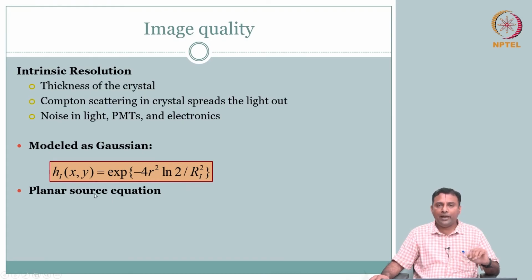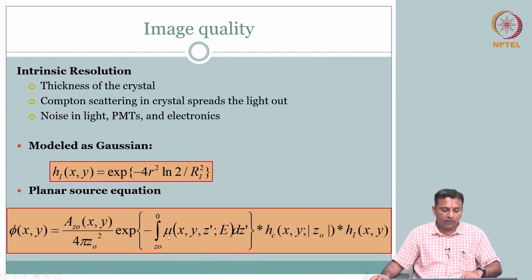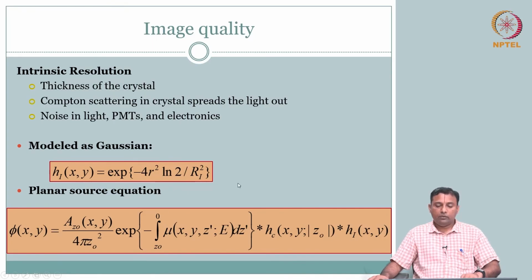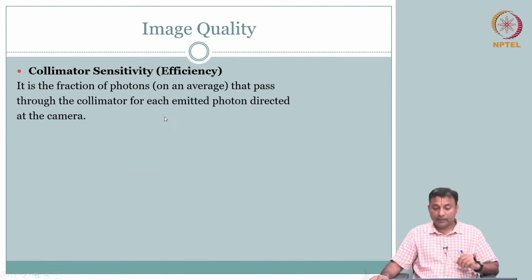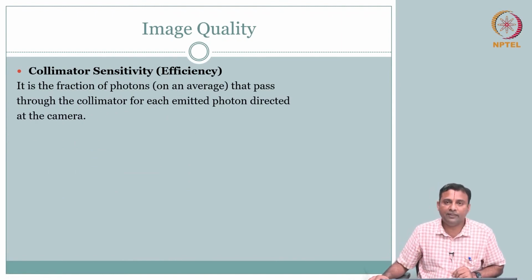So, we will now update our planar source equation with all the terms, A z naught by 4 pi this term, exponential, and the 2 blurring. Okay. What else? From a resolution point of view, that is done, but we still need to talk about something called sensitivity, because we kind of even mentioned that.